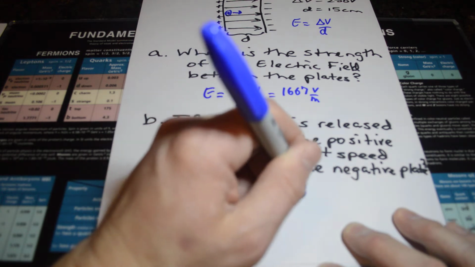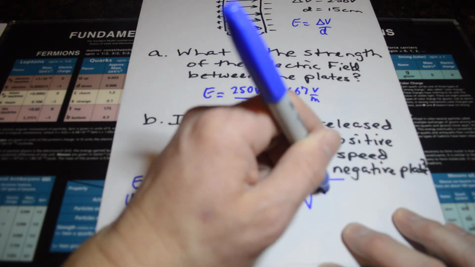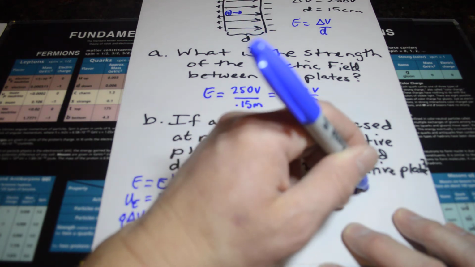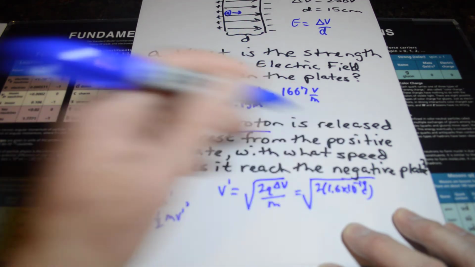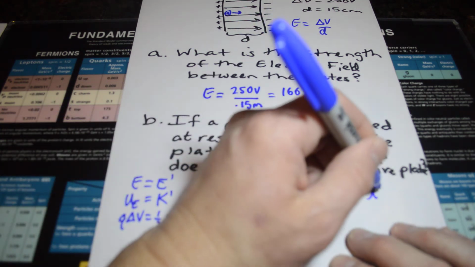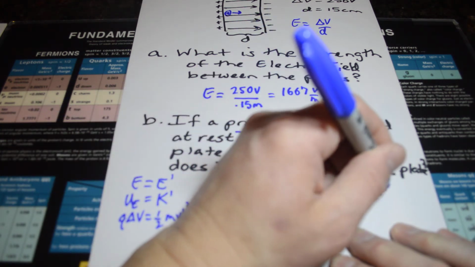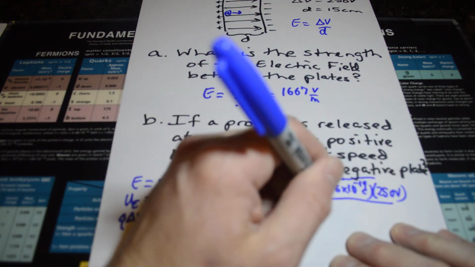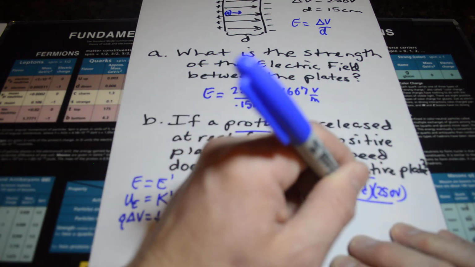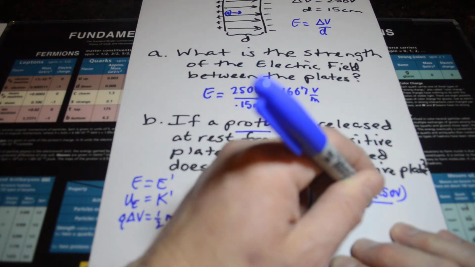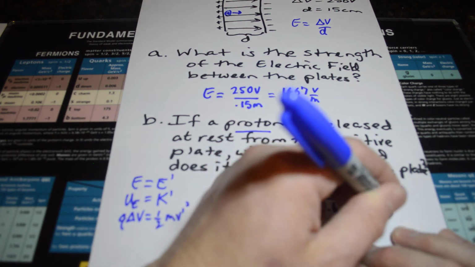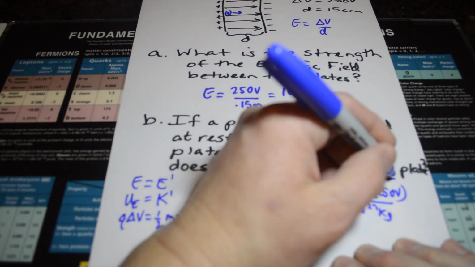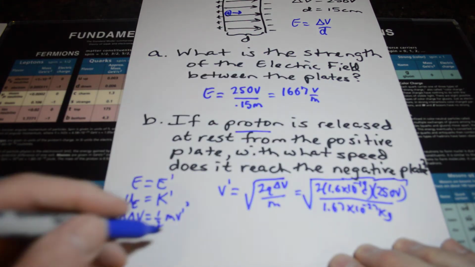So let's just put in some numbers and see what we get. We have 2 times the charge on a proton or an electron, which is the same, 1.6 times 10 to the negative 19th coulombs. The potential difference in this particular problem is 250 volts. Then divide by the mass of a proton, which you could look up, 1.67 times 10 to the negative 27th kilograms.